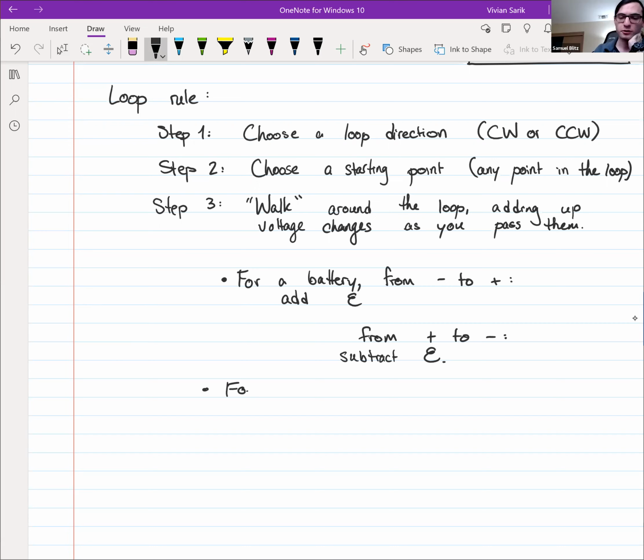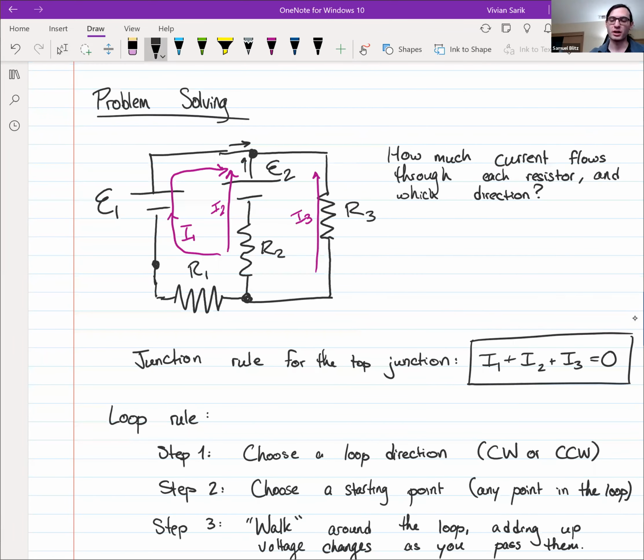For a resistor in the direction of chosen current flow, remember, you had to pick a direction of current for each of the currents. So if you're passing a resistor in the direction that you chose the current to be, let's say we're doing this loop again, that would mean passing by R1 in the direction of current flow. So that would be the example that we're talking about here.